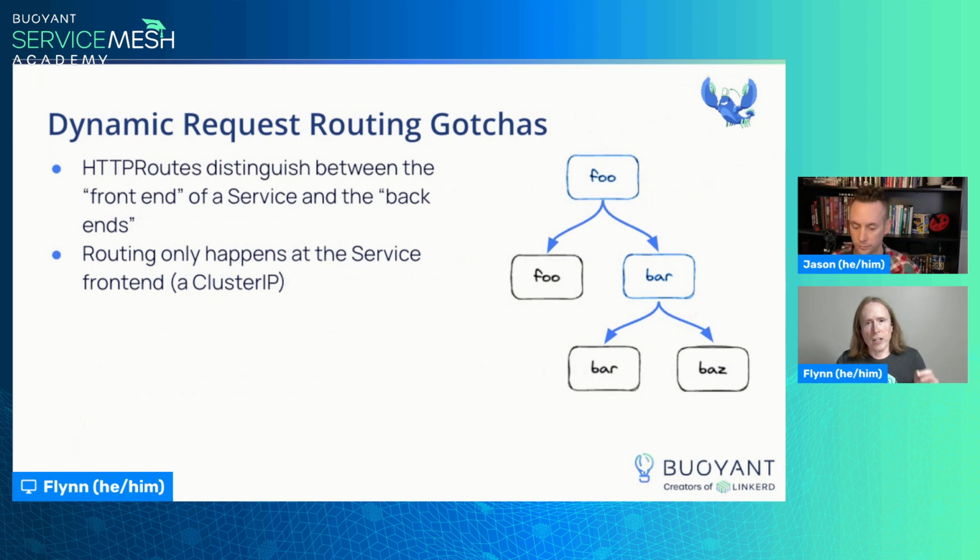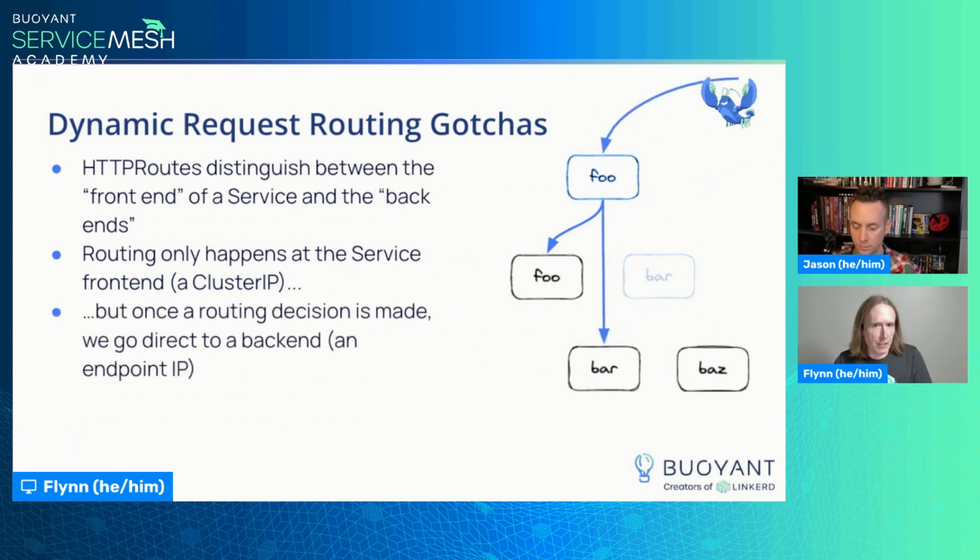This is why we talk about HTTP routes being associated to a service and then sending traffic to the things behind that service. So when the front end, in this case, like the blue one labeled foo, makes a routing decision, it will go immediately to a back end, and it will not go instead to another service front end. That's why you end up seeing a split between foo. Traffic to foo can get split between foo and bar, but you won't see it doing a two-level thing.